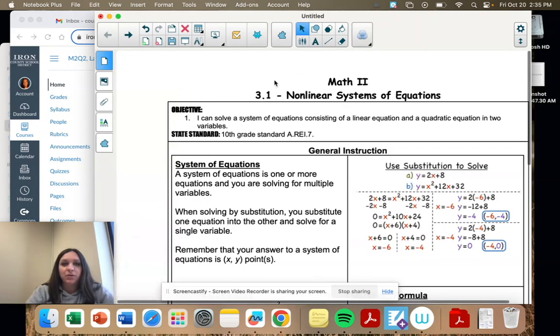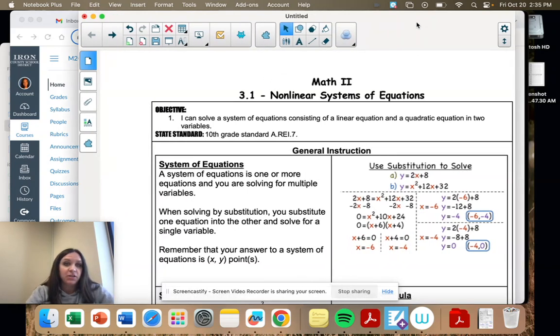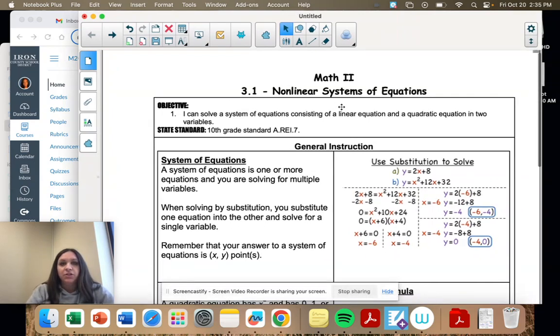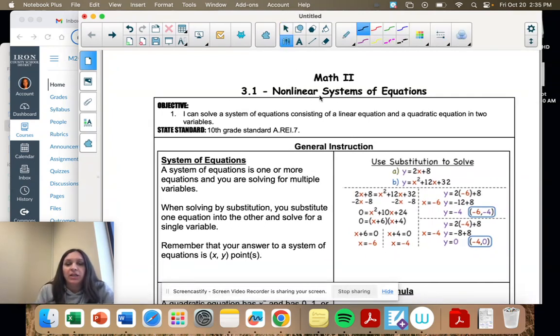Okay, 3.1, we are looking at systems of equations. So we do this in Math 1, and now we're doing what we call nonlinear, which is a fancy way to say that we are including quadratic equations in our system. So let's just review. A system of equations is one or more equations. So in this section, we're going to look at two equations.